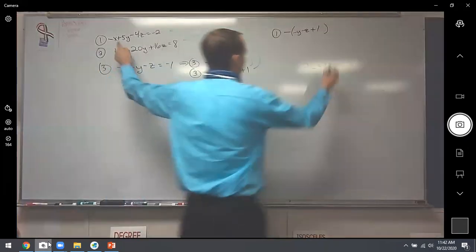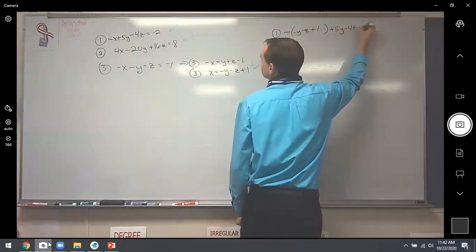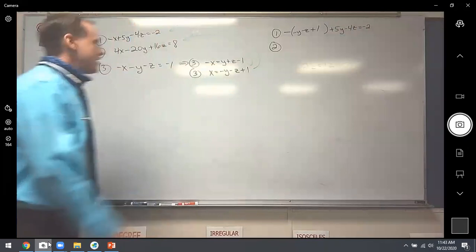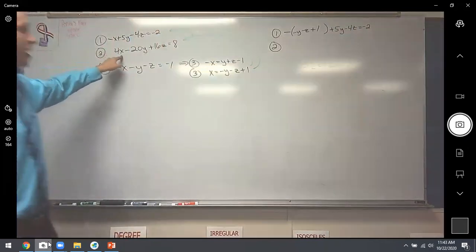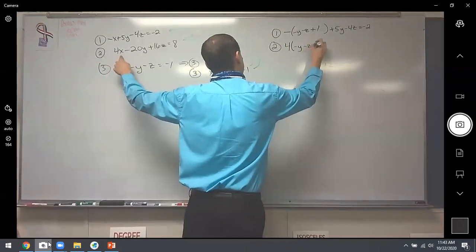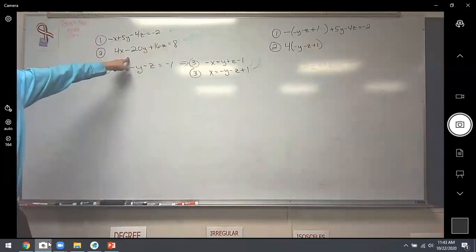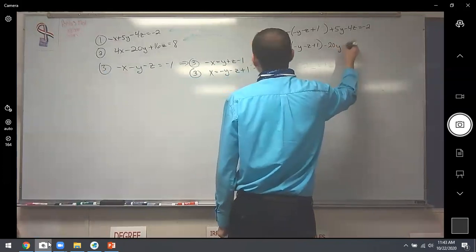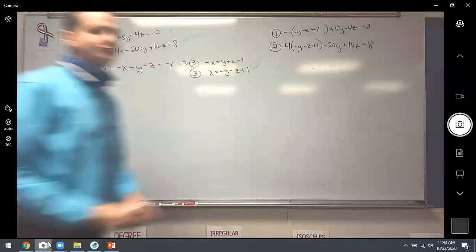Plus 5Y minus 4Z equals -2. And in the exact same fashion, we're going to plug it in for x in equation 2. That was 4x. So you're going to write 4 times what you're substituting in for x. And the rest is copying. Minus 20y plus 16z, and that is equal to 8.